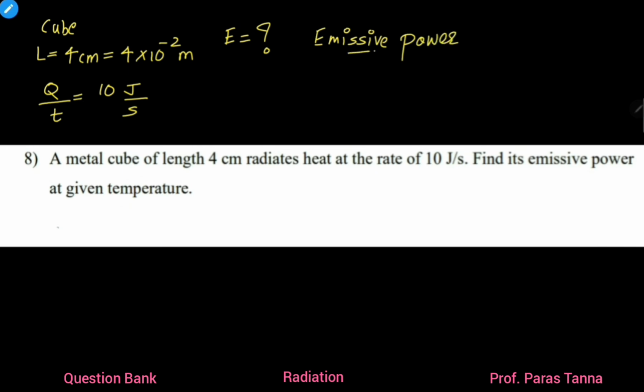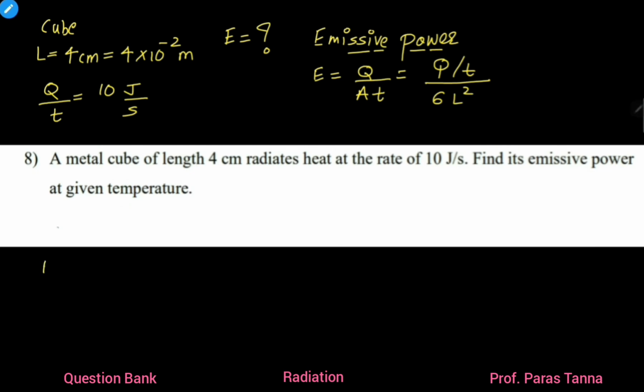Let me remind you students, this emissive power has another name, radiant power, whose formula will be capital E is equal to Q divided by AT, which can be taken as Q by t, the whole upon the surface area of the body. The body is cubical in shape, so its surface area has to be 6L square.